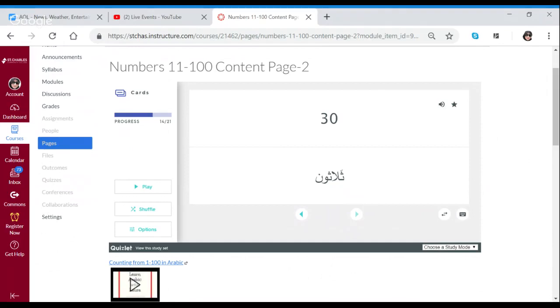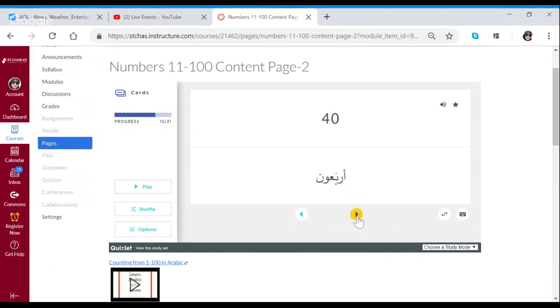32. Ithnan wa Thelathun. Very good. 33. Thalatha wa Thelathun. 34. Arba wa Thelathun. 35. Khamsa wa Thelathun. 36. Sita wa Thelathun. 37. Saba wa Thelathun. 38. Thamania wa Thelathun. 39. Tisa wa Thelathun. Very good.